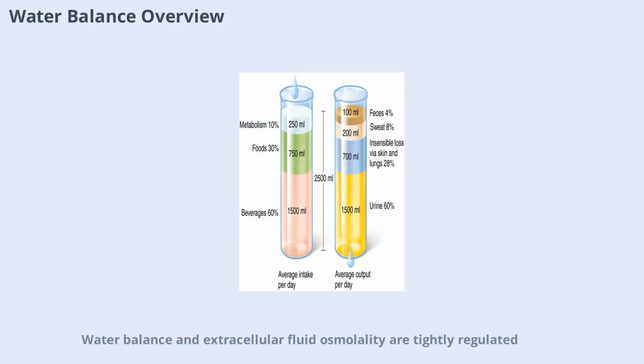Water balance and extracellular fluid osmolality are tightly regulated. Osmolality is maintained around 280-300 mOsm. A rise in osmolality stimulates thirst and causes antidiuretic hormone (ADH) release, while a decrease inhibits both. These mechanisms ensure that the body maintains proper hydration and electrolyte levels, preventing imbalances that can affect health.